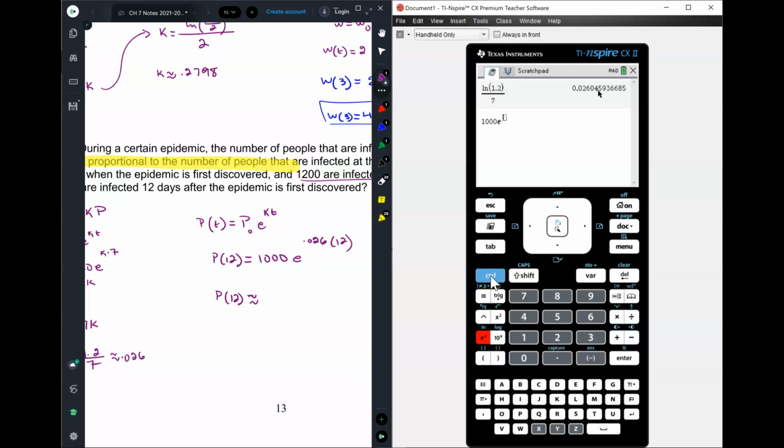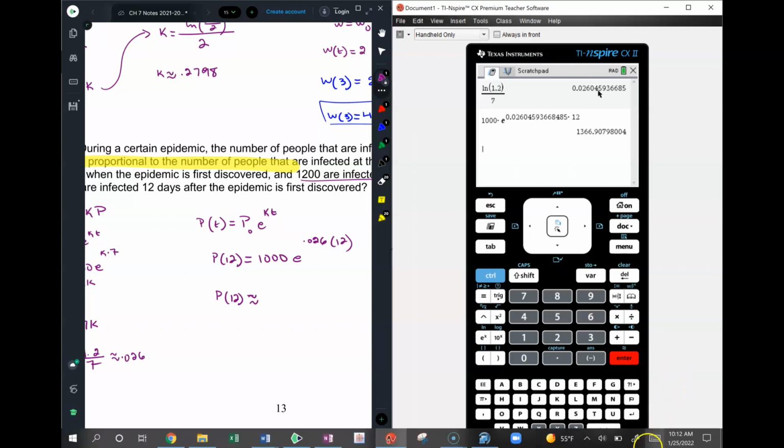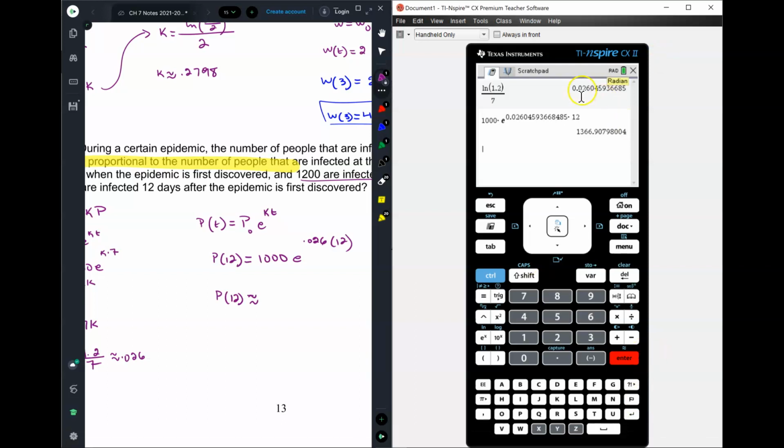And you can do it in 2 ways. You can either say control answer, or you could also go up here and do that. Times 12. Okay. So do you see how it's 1,367 people?